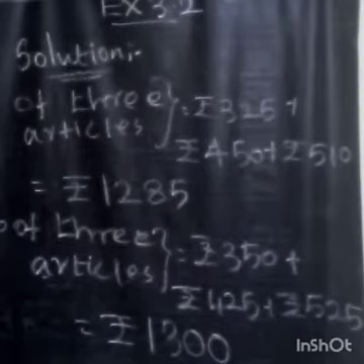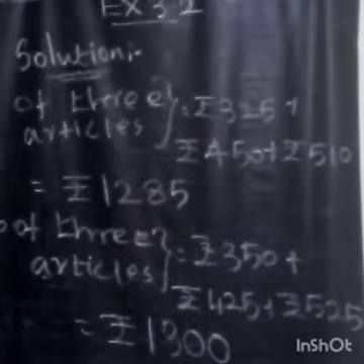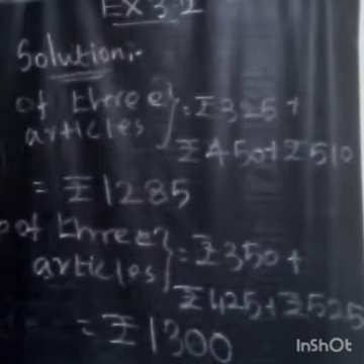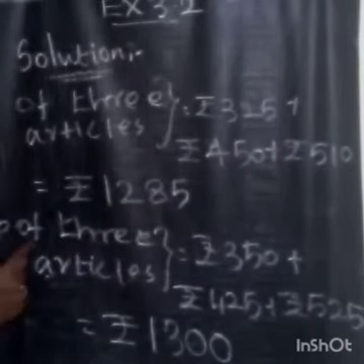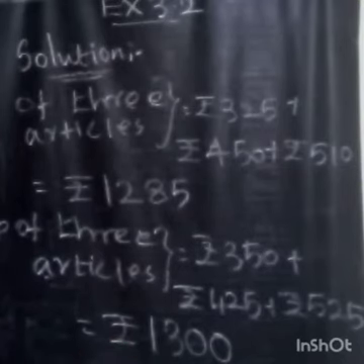First, compare the cost price and the selling price. So here the cost price value is 1285. Here the selling price value is 1300. Which one is higher?